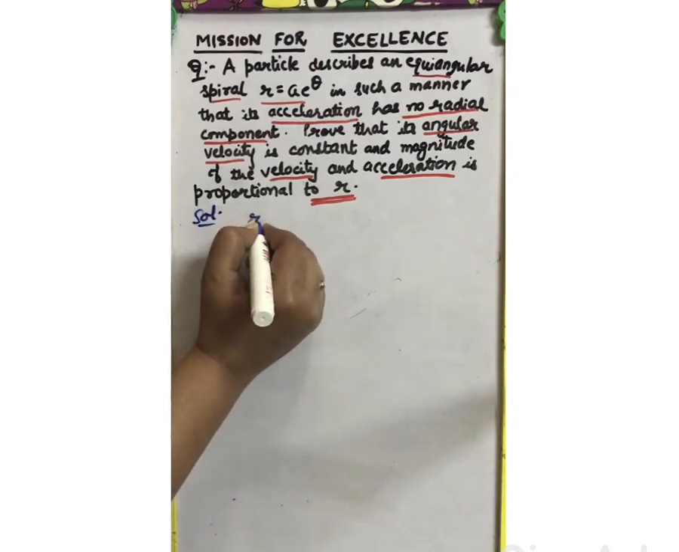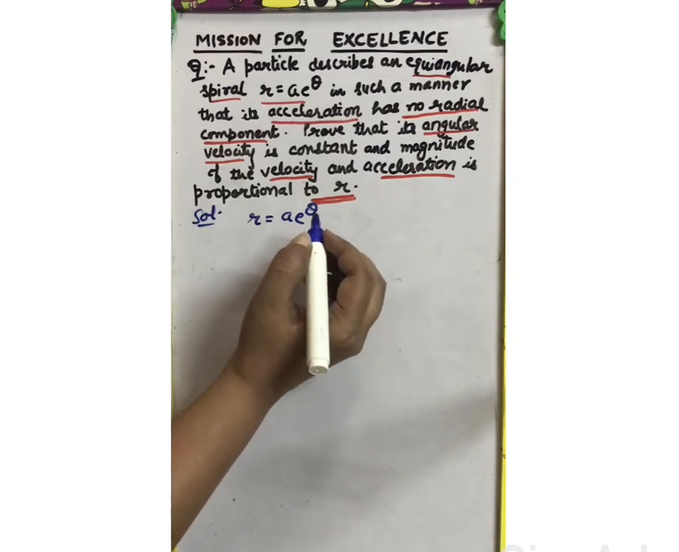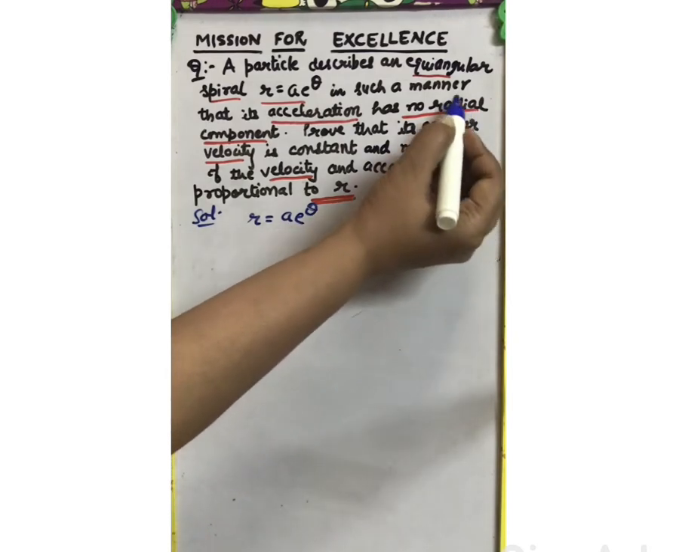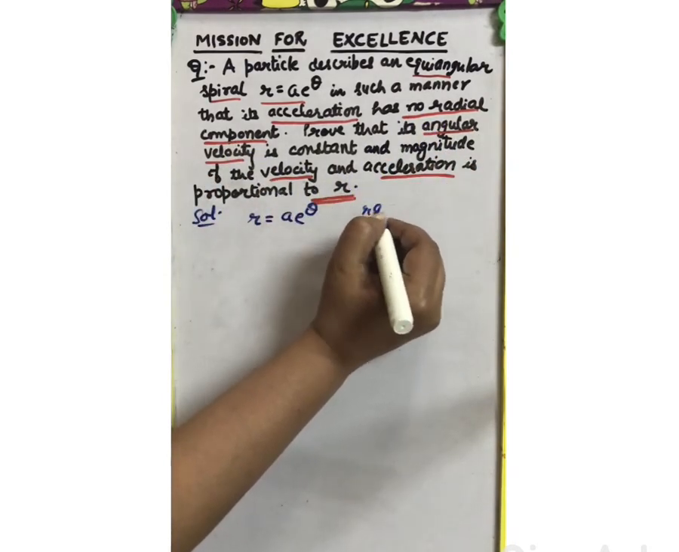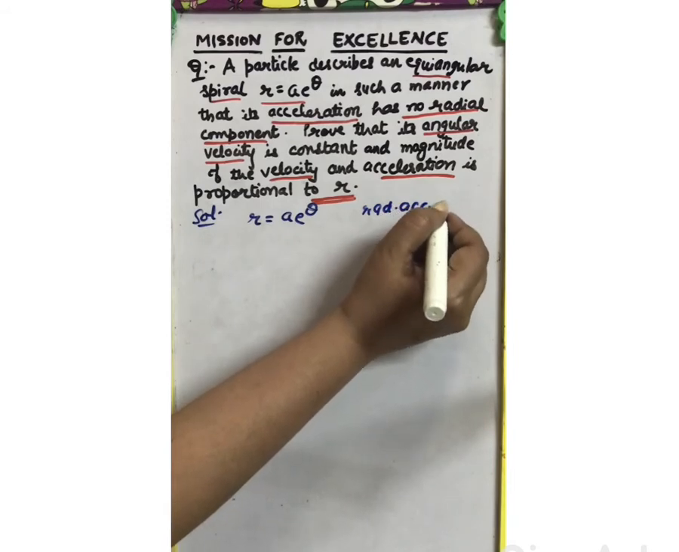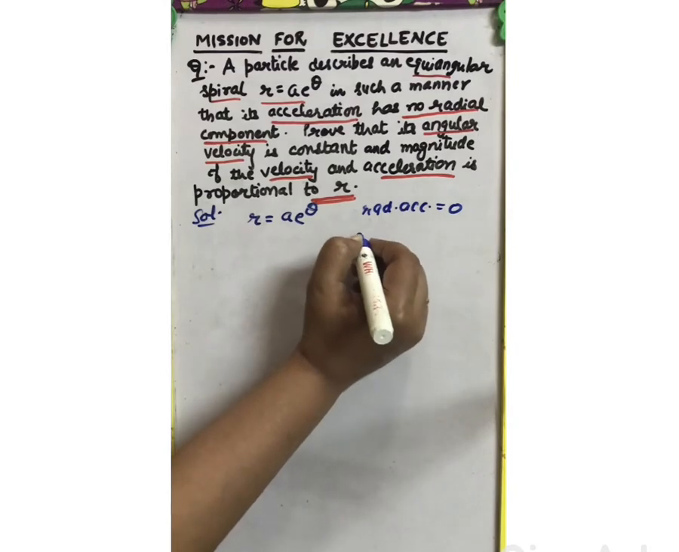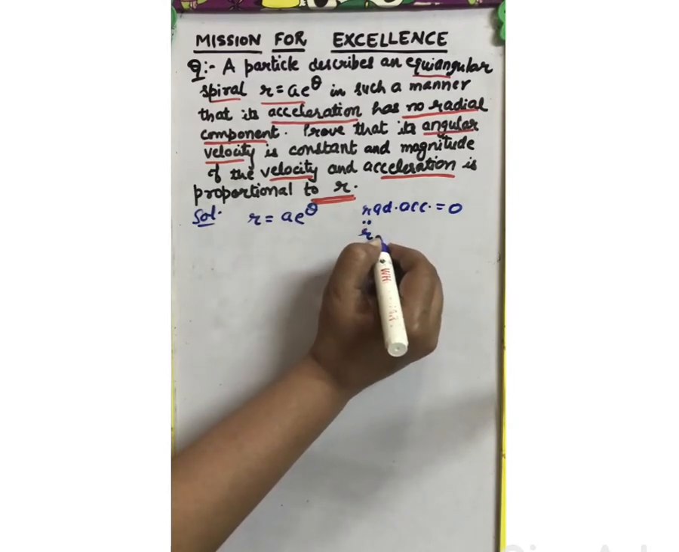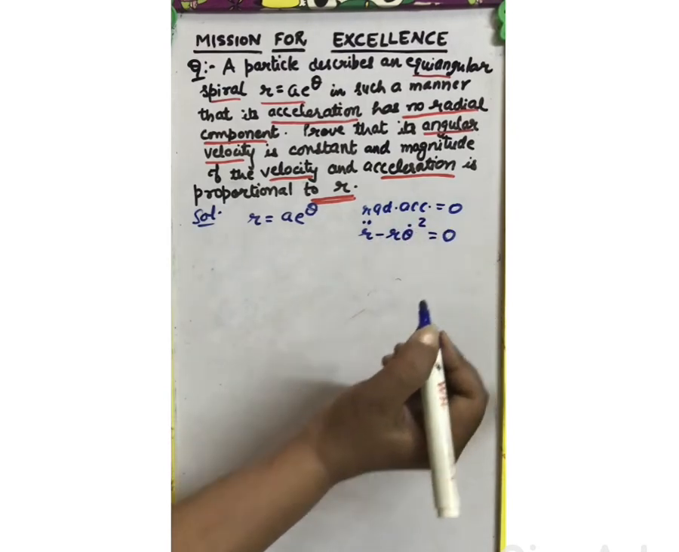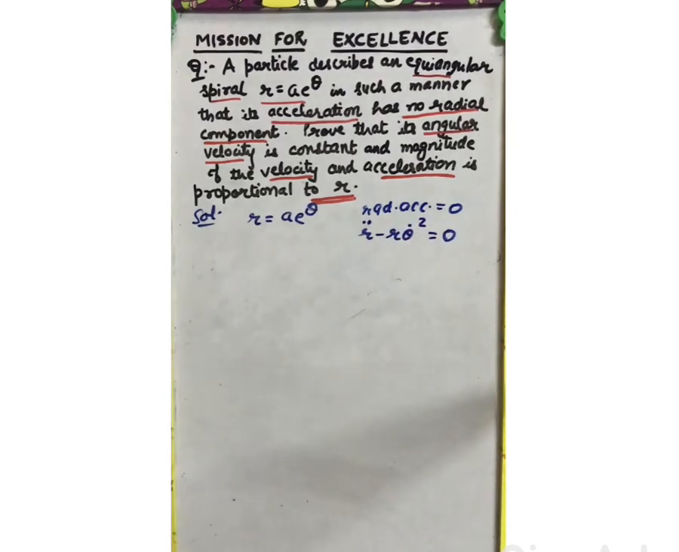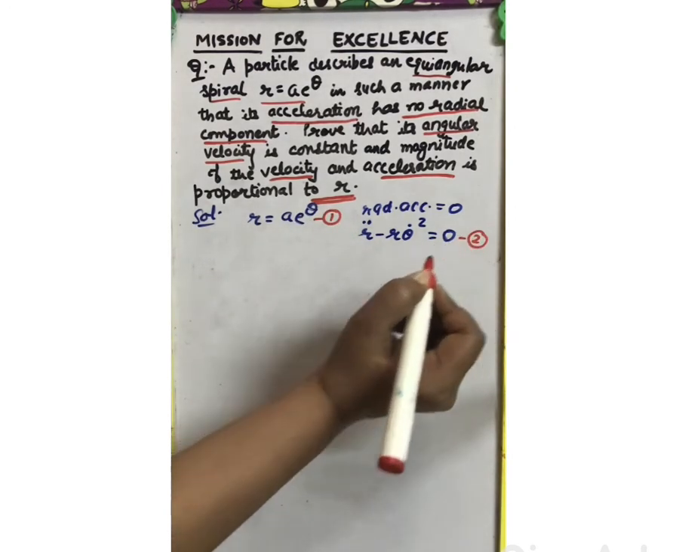We are given r is a e raised to power theta. So now let us first differentiate. One more thing is given, no radial acceleration. So we write here radial acceleration is 0. And we know that the radial acceleration is r dot dot minus r theta dot square, that is equal to 0. So let us take this as equation number 1 and this as equation number 2.